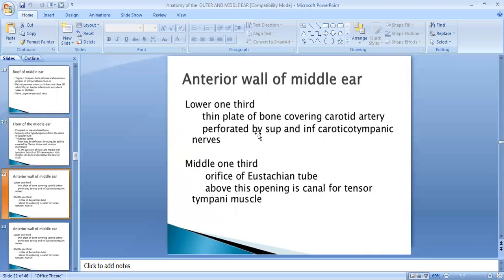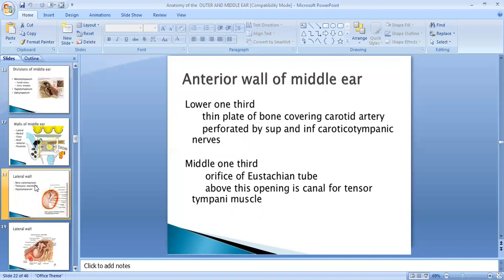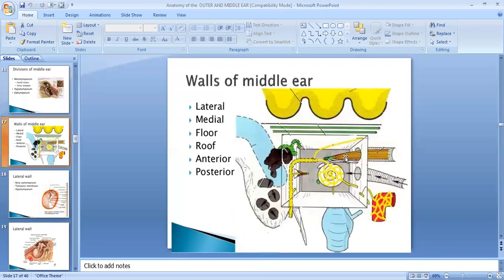The anterior wall of the middle ear: the lower one-third is a thin plate of bone covering the carotid artery, perforated by the superior and inferior caroticotympanic nerves. The middle one-third is the Eustachian tube, and above this opening is the canal for the tensor tympani muscle. So we have seen here, this is the opening for the tensor tympani muscle. This is the opening for the Eustachian tube, through which this middle ear communicates with the nasopharynx. And this is the internal carotid artery. Nerves can enter into the middle ear through this anterior wall.